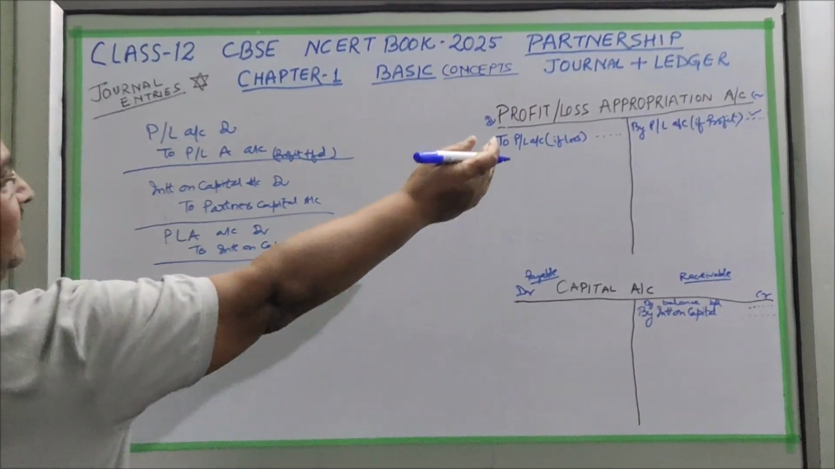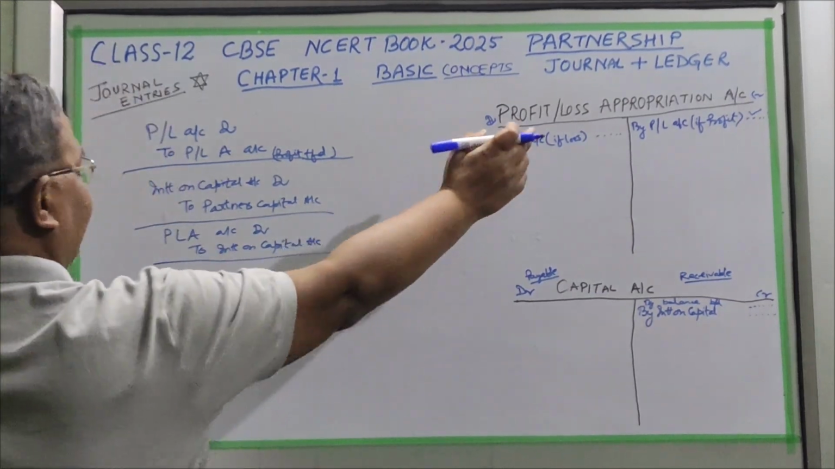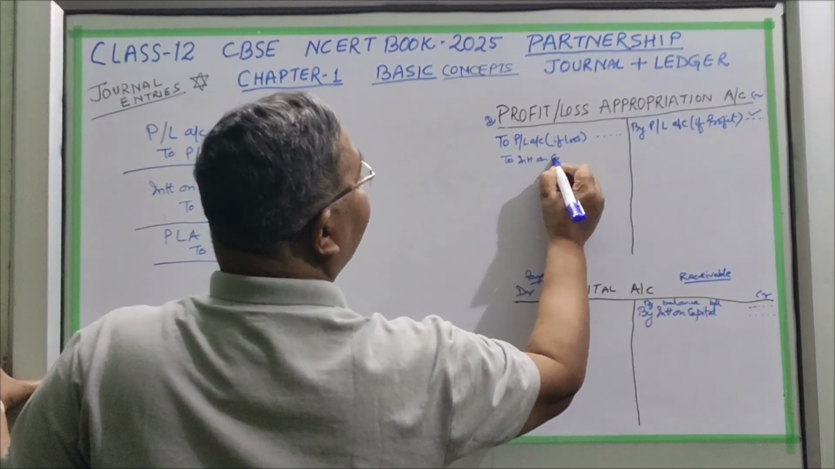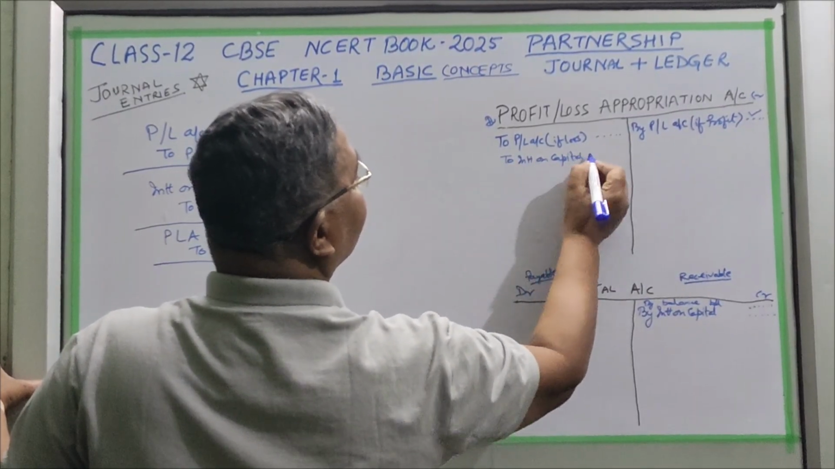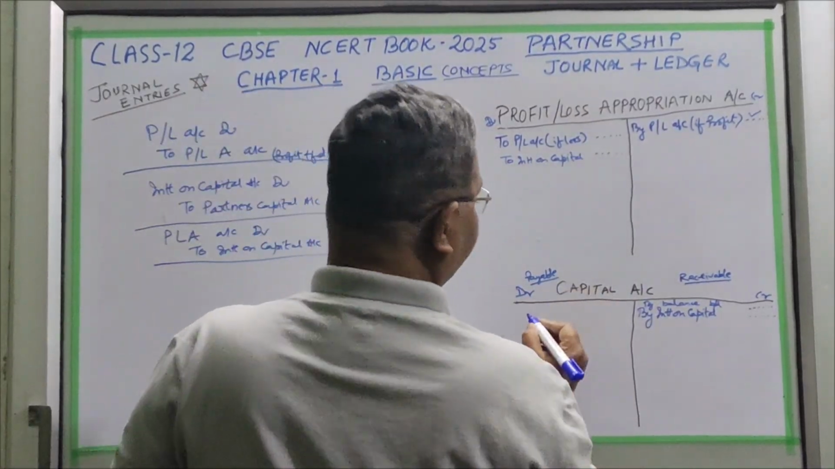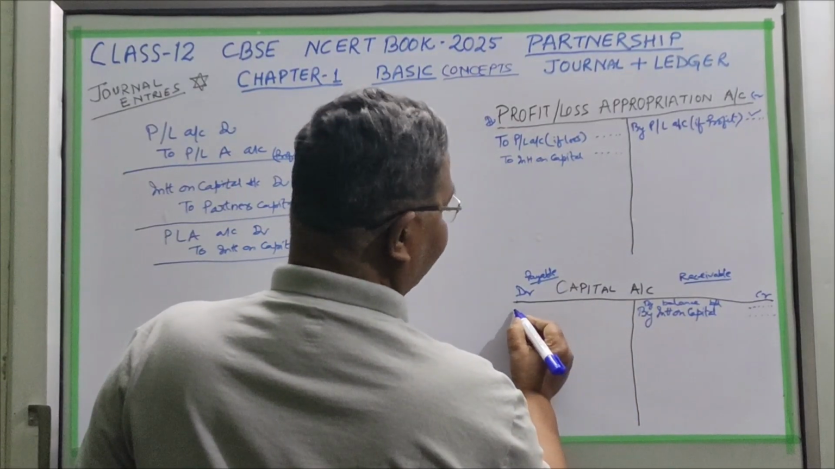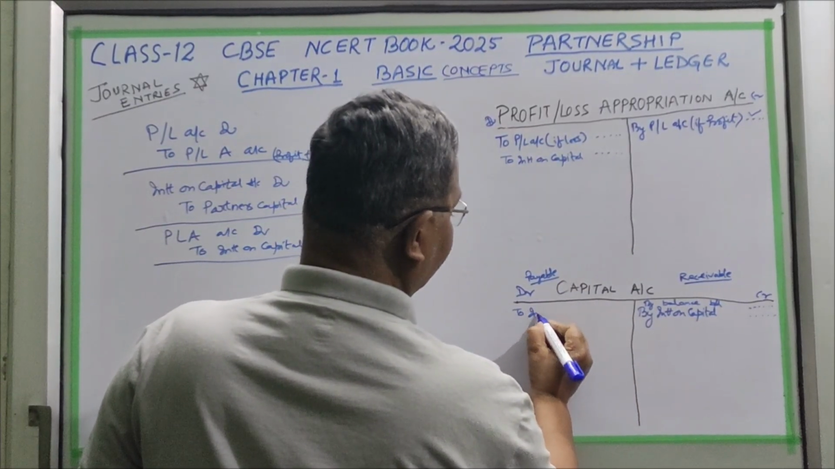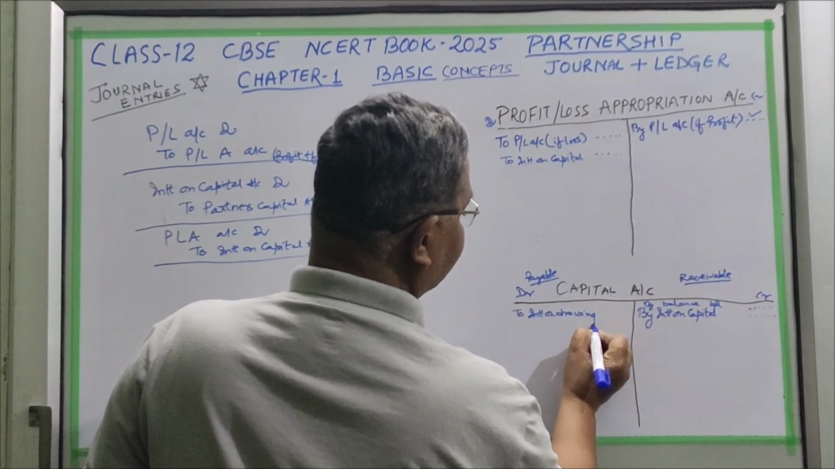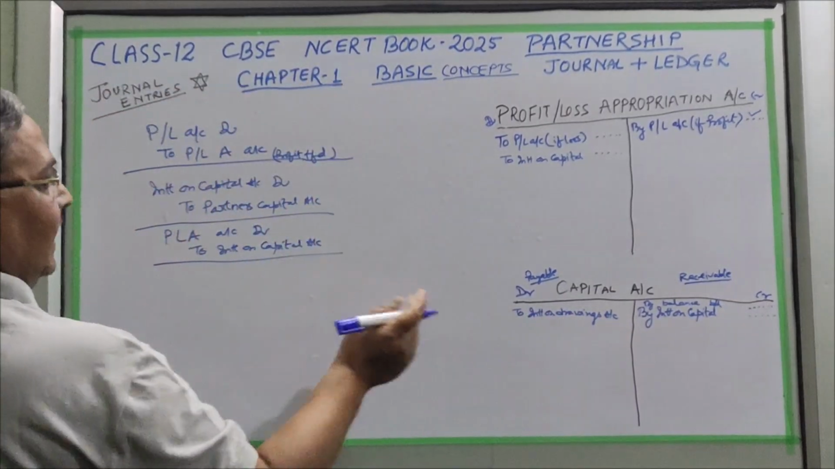If you know the ledger, you can write this journal entry anytime. So it means PLA account is debited to interest on capital. It is an expenditure of the firm, that's why it is a debit. In the other way, we charge interest on the drawings made by the partner. So what we write? To interest on drawings account. So journal entry, how it comes?